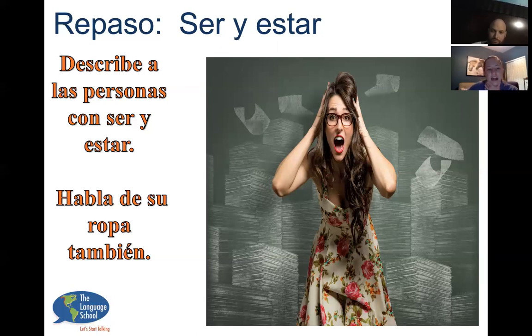Ella está, is it frustrada? Ajá. ¿Cómo se dice stressed? Estresada. Ella lleva el vestido de flores. Ella lleva un vestido. Un vestido. ¿Florido o con flores? Con flores. Muy bien.